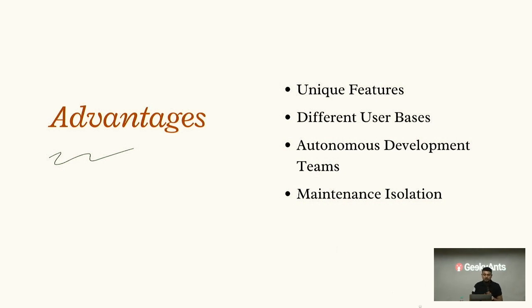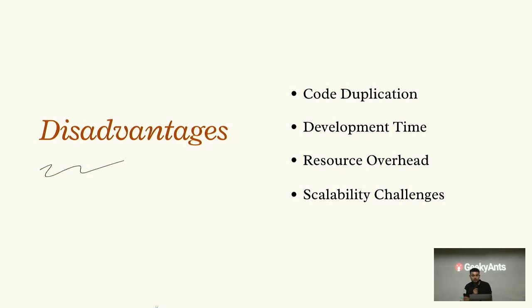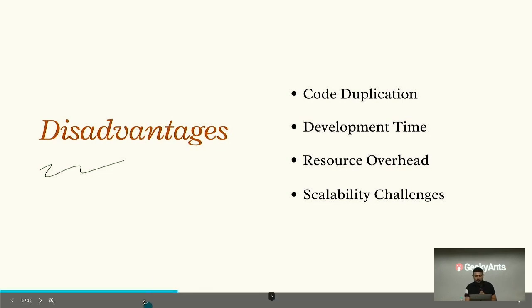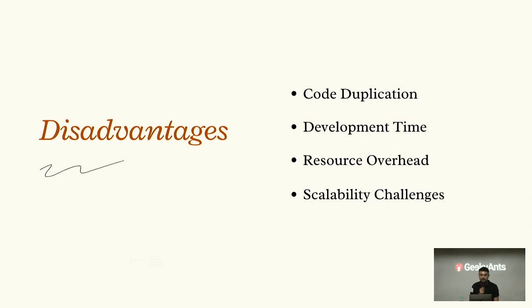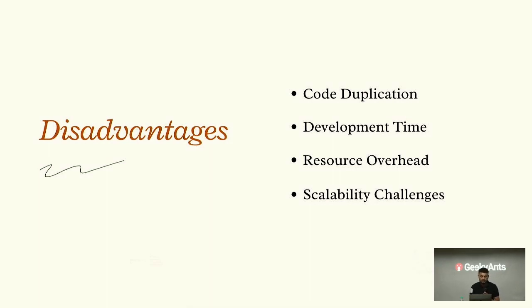But it also comes with some disadvantages. First and foremost, we will be duplicating a substantial portion of our code base across the different apps, which may lead to more development time and resource overhead. And of course, scalability challenges will be there. If we add one more brand, then the code base will become more complex.